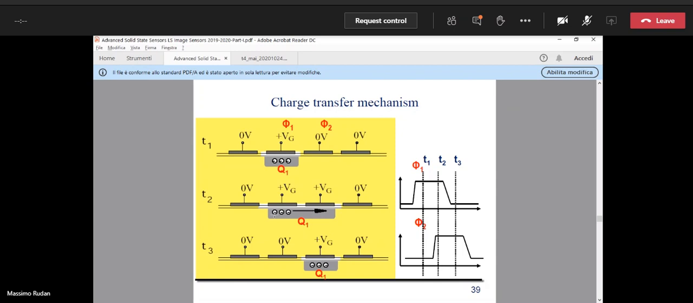Okay, so we have an open region here, a depleted region with no charge. So the charge that was originally under phase 1 distributes equally in the region below phase 1 and phase 2. It distributes equally, okay? And the mechanisms are both diffusion and drift, okay?